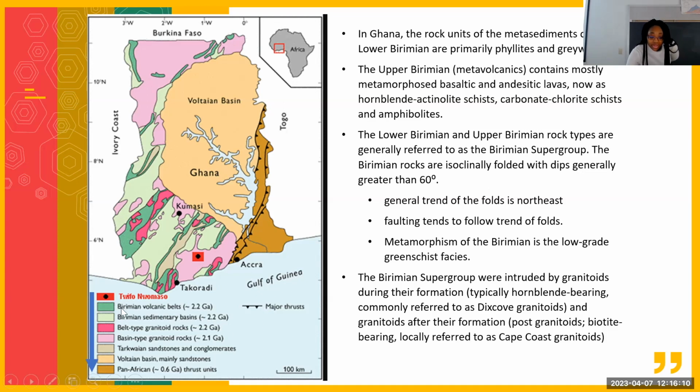So on this map, we have the layers this time going from oldest all the way down to youngest. So our Birimian volcanic belts, the Birimian sedimentary basins, the belt type granitoid rocks. So these were the first granitoids, they were the ones that intruded. Then the basin type granitoid rocks, these were the second type. Tarkwaian sandstone and conglomerates within our belts, the Voltaian basin, mostly sandstone, and finally the Pan-African thrust units along our eastern border.